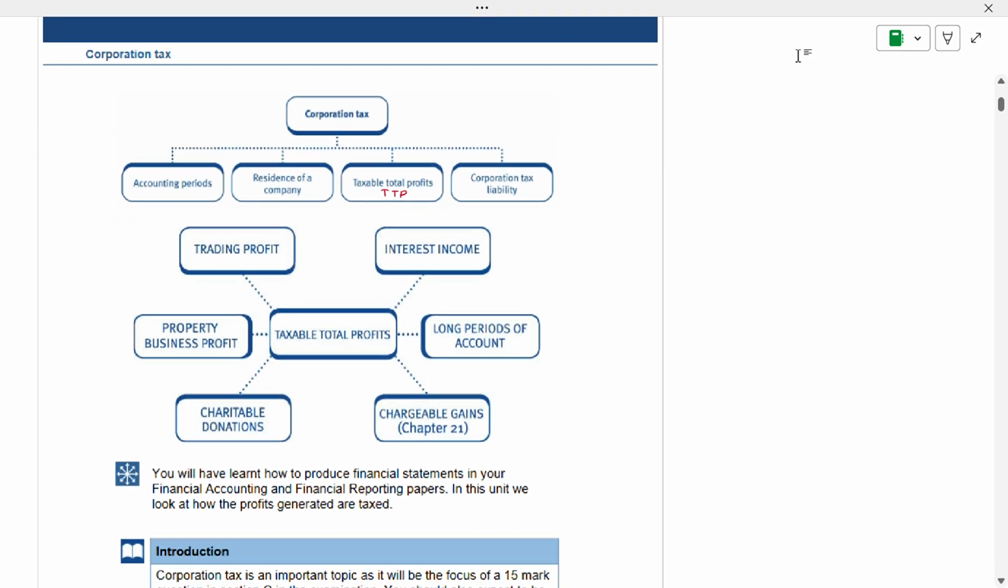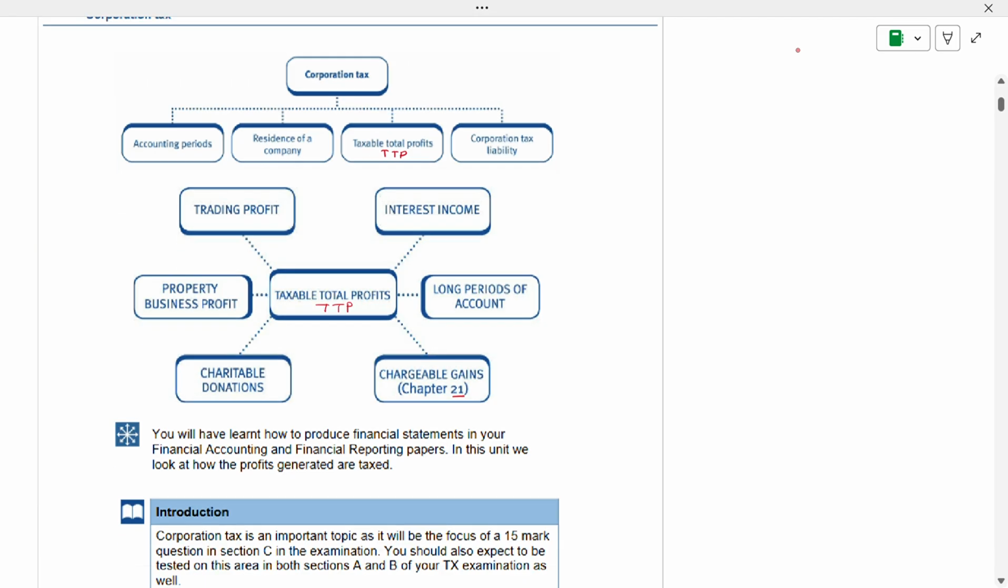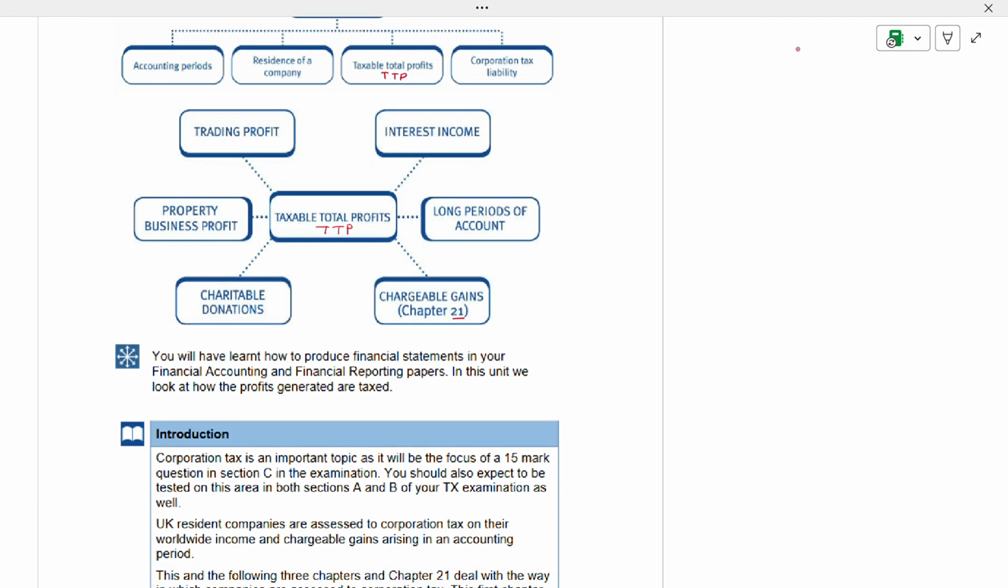Next, what we'll do? What is the taxable total profit? This is the most important thing. You will have a trading profit, you have an interest income, you have a long period of account, and chargeable gain will cover. Don't worry about that right now. Charitable donations is there, and there is a property business profit. If you put the total into consideration, this is the taxable total profits. You will have to learn this. This is very important. A little bit of confusion will be there in the beginning, but hopefully it will not be there.